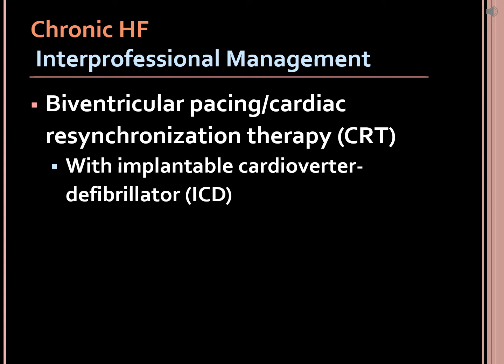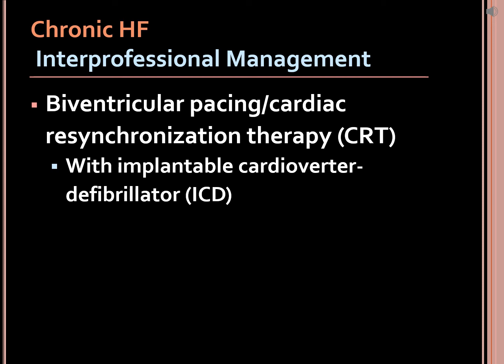And so they're automatically going to give a shock if we notice VTAC that's fast enough, or if it notices VFib. We also can do a special type of pacemaker known as a biventricular pacemaker. And when we're putting in a biventricular pacemaker, it is specific to heart failure. Normally, when we think of putting a pacemaker in, we think we're putting it in for a bradycardia or a bradyarrhythmia, that our heart rate just isn't fast enough.